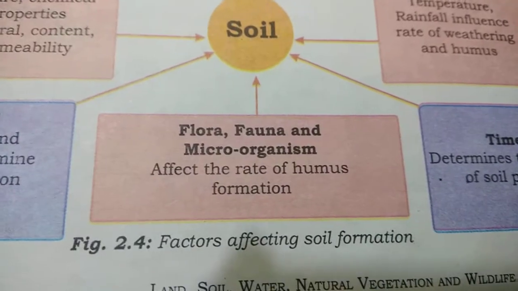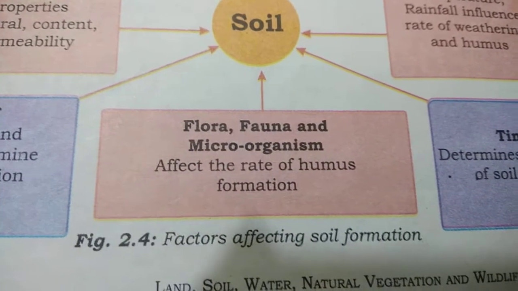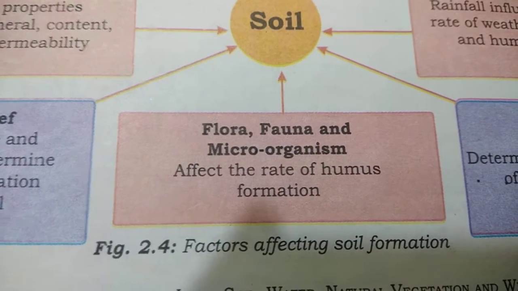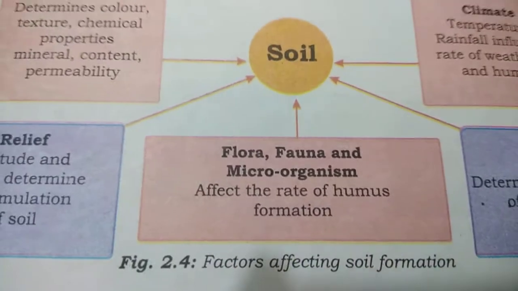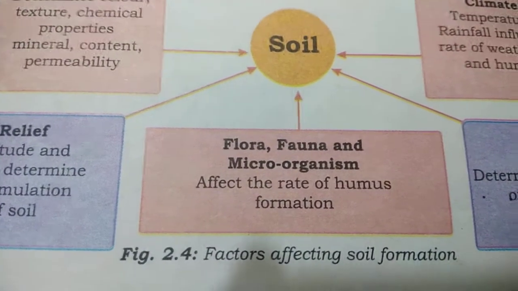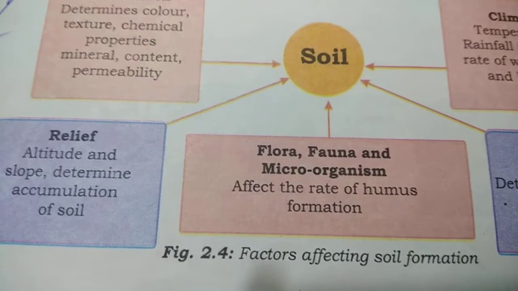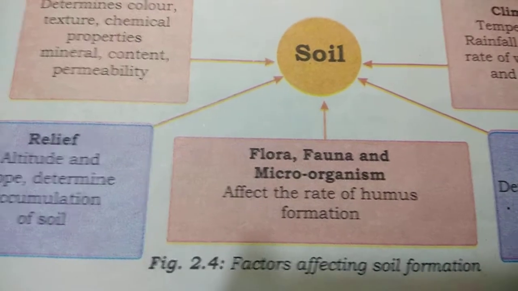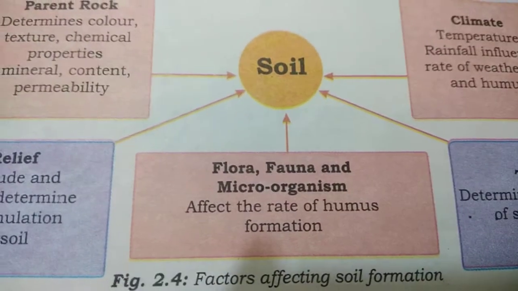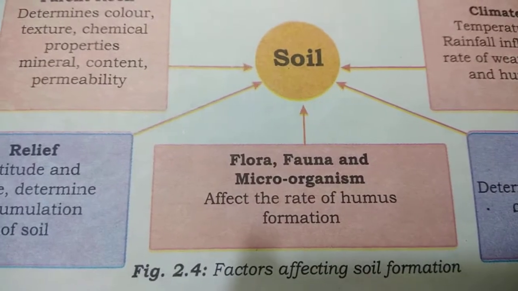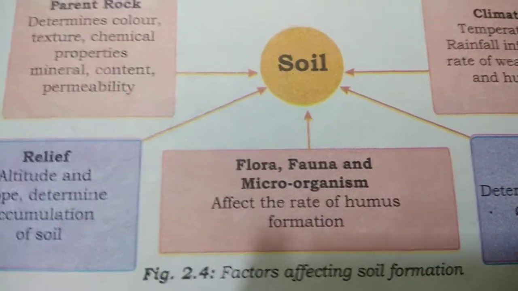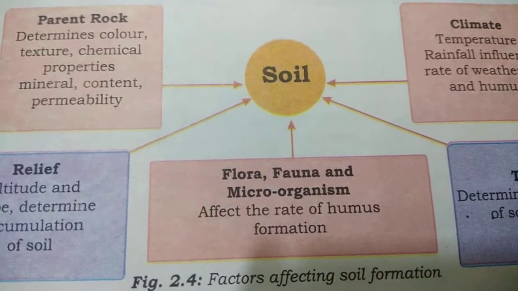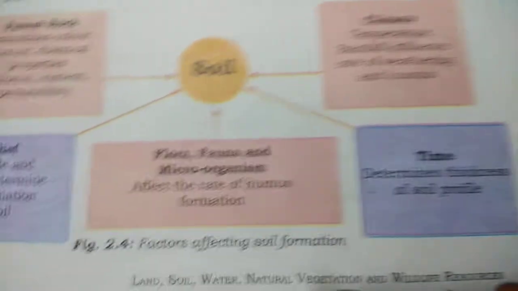Now flora and fauna and microorganisms also affect the rate of humus formation. What is flora? Plants, trees. Fauna, animals and small animals. When they die and mix with the soil, it makes the soil very rich. The humus content will be rich, influencing the rate of humus formation. And humus, you know, provides the fertility to the soil. Even earthworms dig into the soil and leave their excreta there, which forms humus. Then the dead plants decay and get buried into the soil, which also makes the soil very fertile and rich.